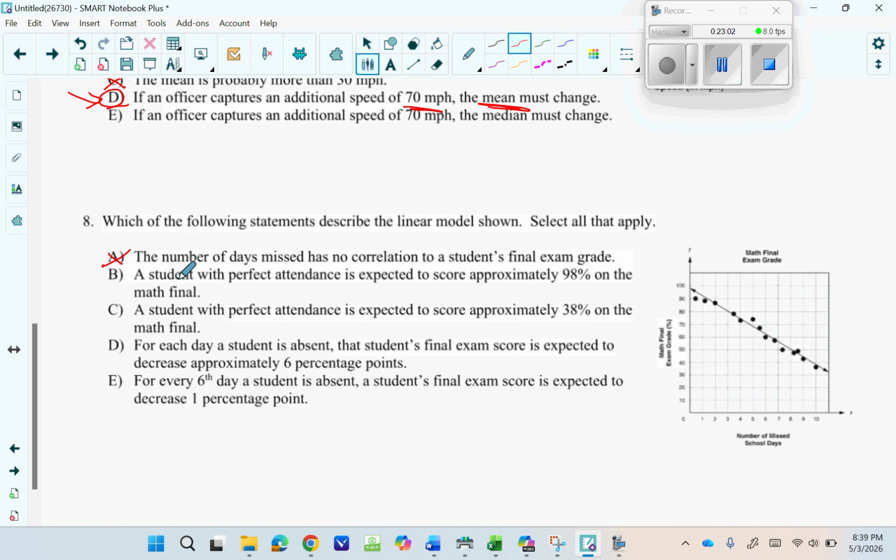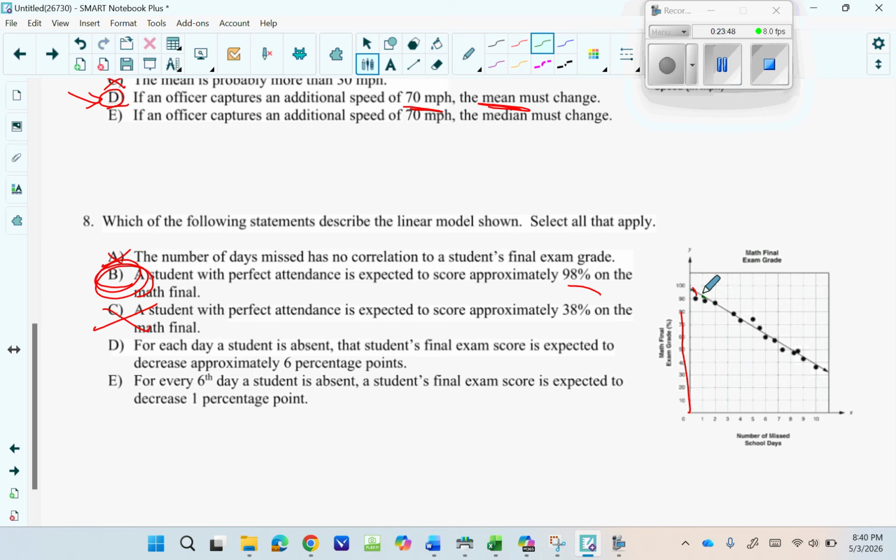A student with perfect attendance, so let's see, this right here, is expected to score about 98% on a math final. Yeah, I would call that 98%. Yes. The student with perfect attendance is expected to score approximately 38%? No. For each day a student is absent, that student's final exam score is expected to decrease approximately 6 percentage points. Okay, so basically this one's asking for the slope. So if we're going from 98 to here, let's see, I'm going to erase this real quick.